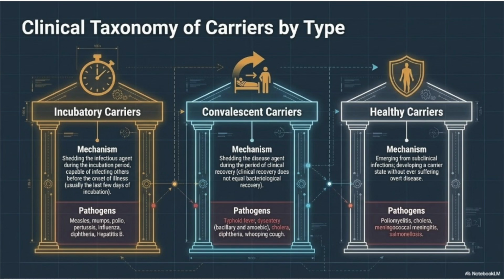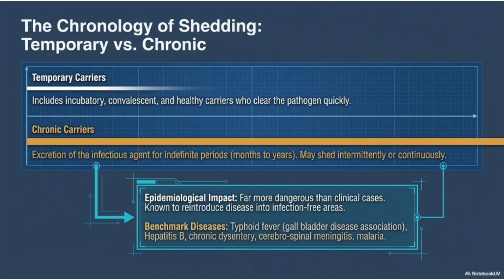Healthy carriers never develop symptoms but continue to harbor and spread infection. Examples include poliomyelitis, cholera, meningococcal meningitis, and salmonellosis. Depending on the duration of shedding, carriers are further classified as temporary or chronic carriers. Temporary carriers eliminate the organism within a short period, whereas chronic carriers continue excreting pathogens for months or even years. Chronic carriers are particularly important because they can reintroduce diseases into disease-free areas. Typhoid fever, hepatitis B, malaria, and chronic dysentery are well-known examples.